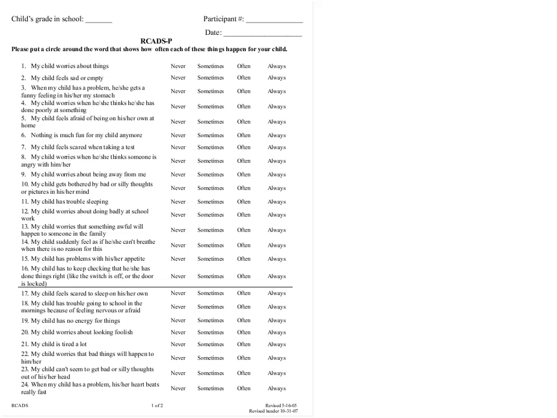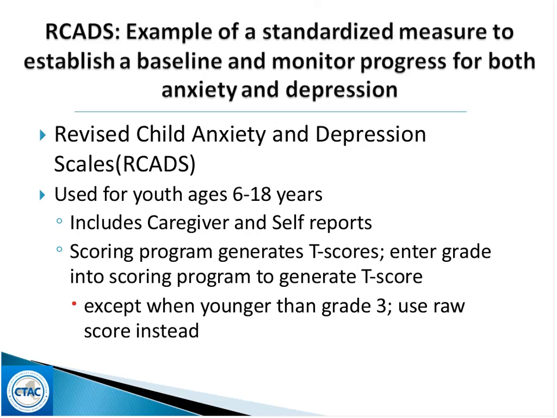So what we're going to do is give you the RCAD, and we'll also be able to set up an Excel document like I shared with you, and all you have to do is input the scores for the RCADs in there, okay? It's used for youth age 6 to 18. Again, it has the caregiver and the self-reports.